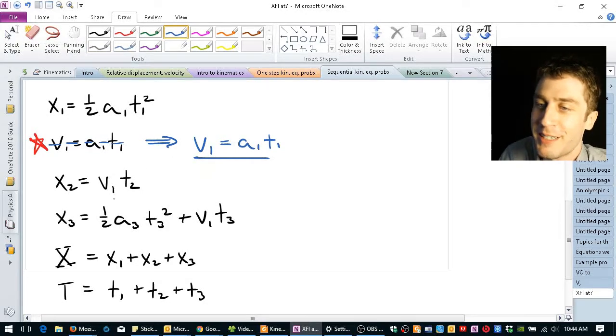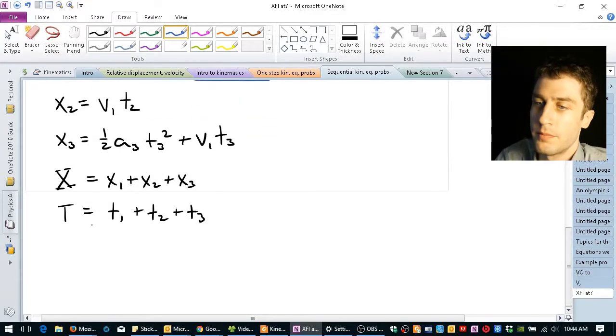So, where are we making the substitution? I see v1 right here, I see v1 right here, I don't see v1 anywhere else. So, rewrite all of your equations.